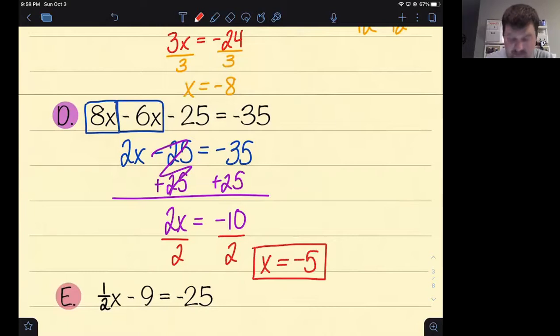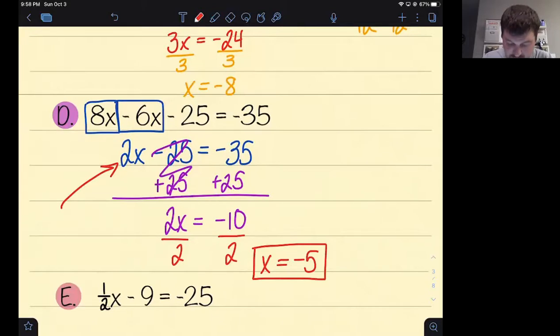If you want to check your answer, you can, and this is optional to do, but if you're doing a quiz or test, it's something you probably want to do. You can double check by plugging it in either originally, or you can even plug it in right there, assuming that that 2x is correct.